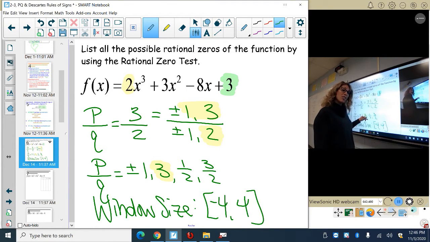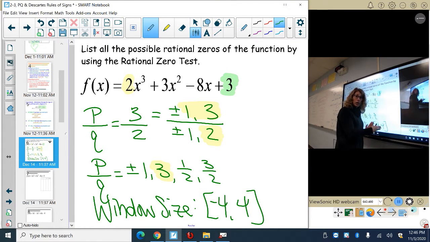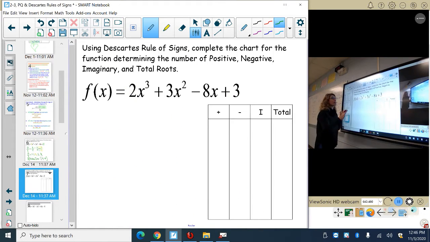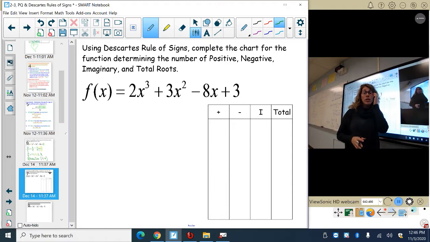Meaning I can graph this thing and it's going to cross between -4 and +4. Why? Because the largest rational zero that it can be is +3, and the smallest rational zero that this can be is -3. So if I set my viewing window to be -4 to +4, I will see all the possible rational roots right there. That's super important.